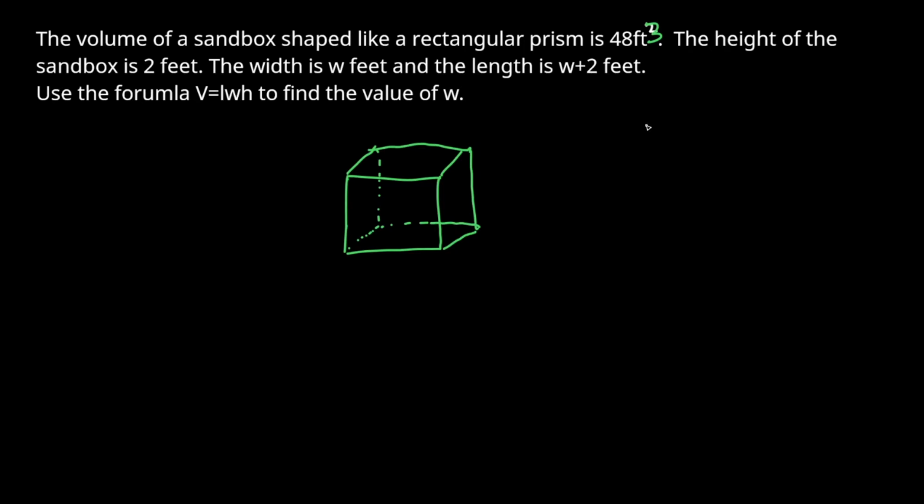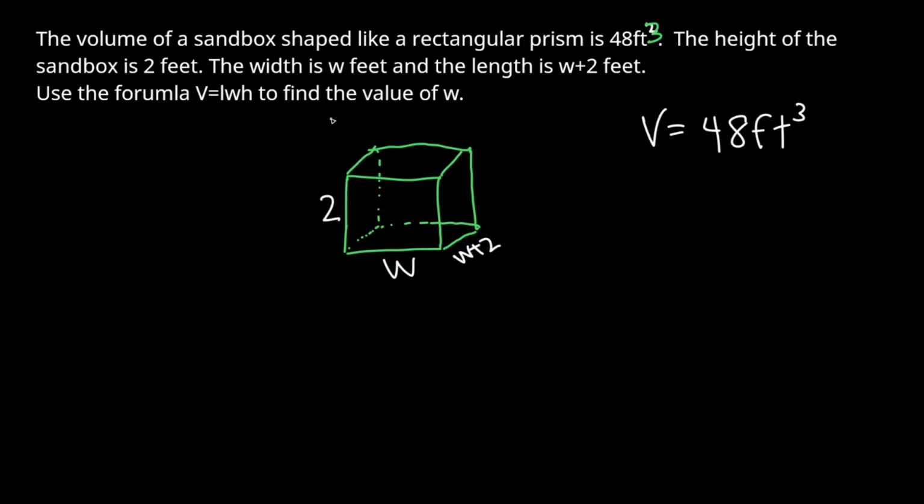We know that the volume is 48 feet cubed. And it gave us the height. So we'll say this is the height of 2 feet. The width is W, so we can say that's the width. And the length is W plus 2 feet. So we'll call this section going into the board W plus 2. So we need to find the value of W.